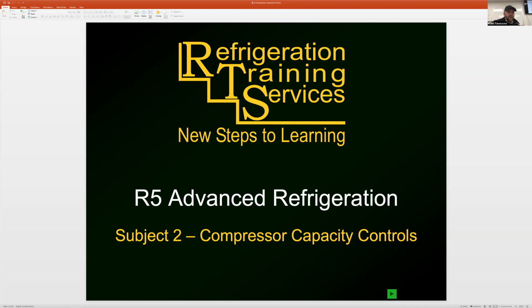Here's a cutaway of a Reed style Copeland compressor. So if you guys can, sorry guys. Can you see that little box asking me if I need to record on your screen, or is that only me?